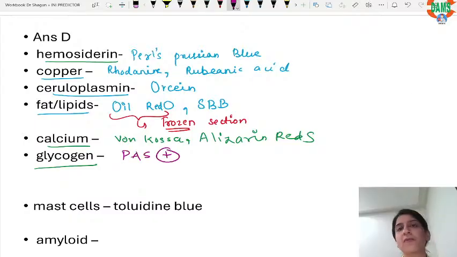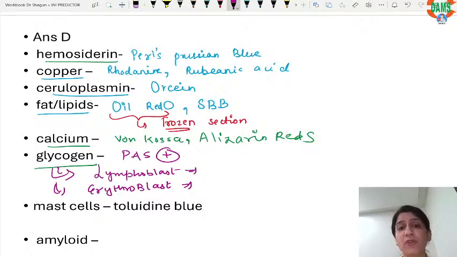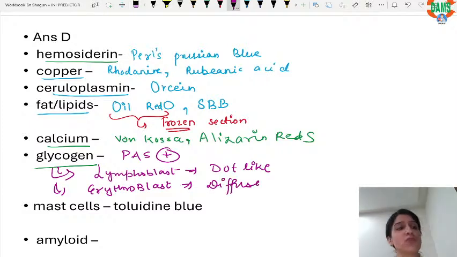PAS positive. And related to PAS, what else you need to know? In hematology, your lymphoblast are also PAS positive, and your erythroblast are also PAS positive. But the difference is in the pattern of the staining. In lymphoblast, you see dot-like or block-like positivity, whereas in erythroblast, you see diffuse or circumferential positivity.